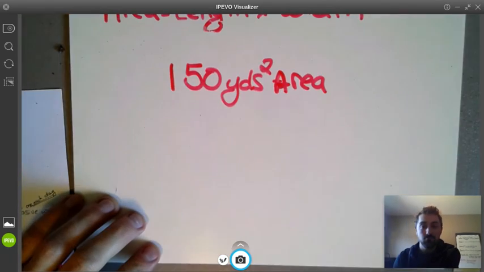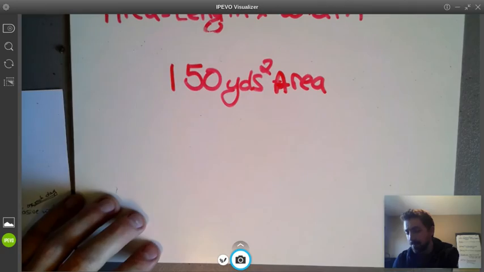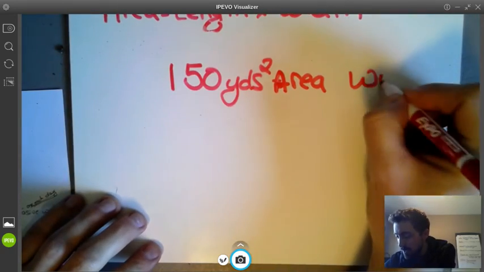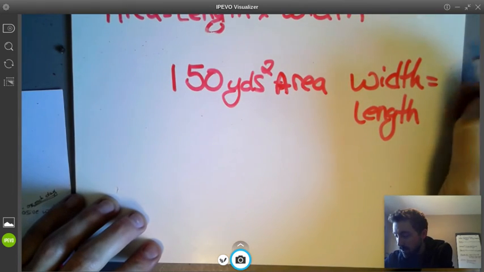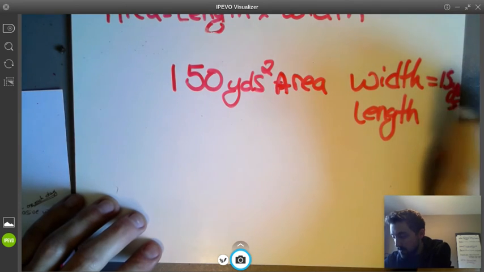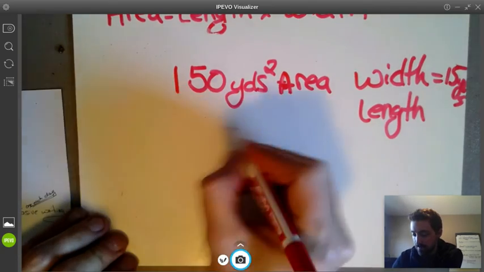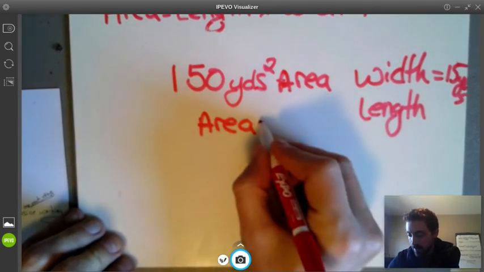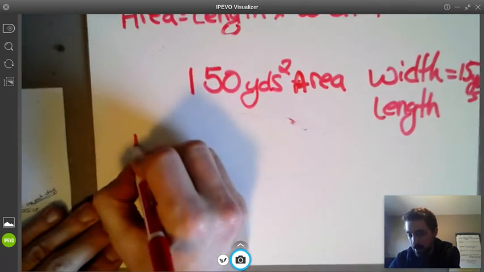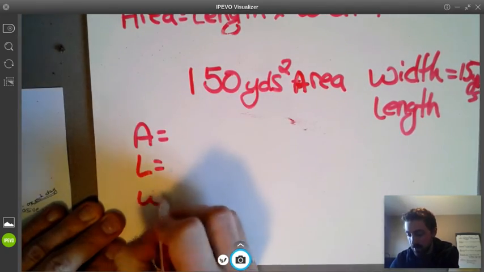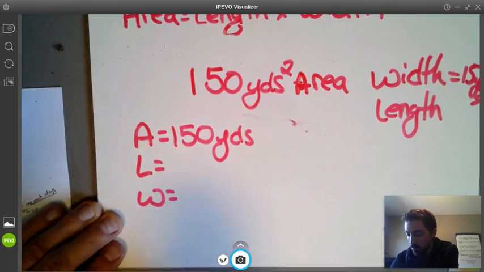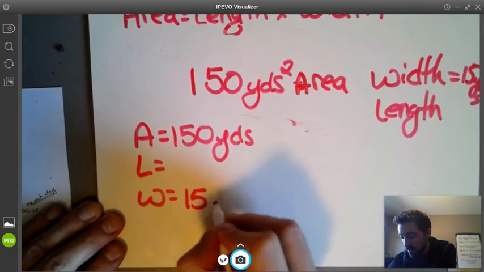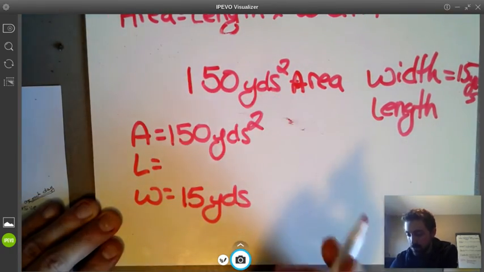Now, our client, for some reason, just told us the width of the pool and left the length out. He told us that the width was 15 yards, and we don't know the length. So area, we want A, again, put in our knowns and leave our unknowns. We know our area is 150 yards squared. We know our width is 15 yards. And our length is our unknown.